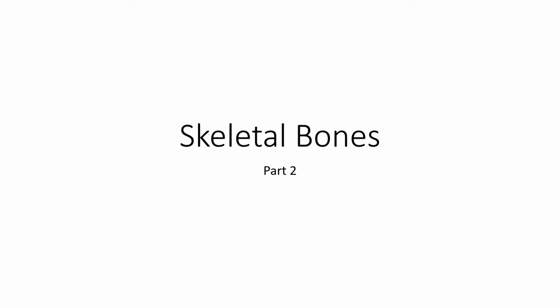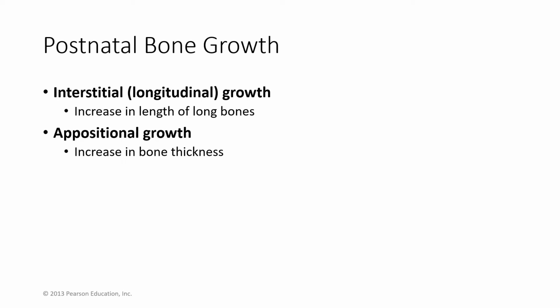Let's continue our discussion about our skeletal bones. We're going to talk about two types of bone growth. We're going to first talk about interstitial growth, which is basically our longitudinal growth. It's the growth for your bones to grow in length. Appositional growth is when your bones grow thicker, so they grow in width.